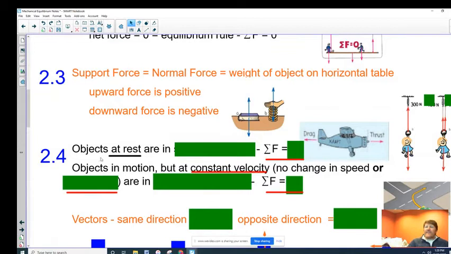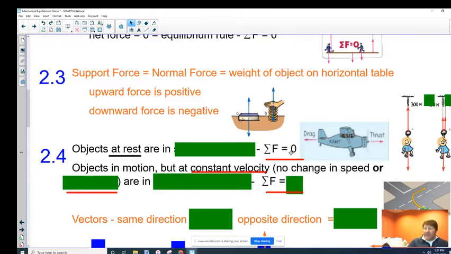So here is a critical section. You've got to get this down. You will see this in the rest of physics: objects at rest, you need to stop right then and say, "at rest." In physics, that has a very important meaning. At rest tells me right away that the sum of the forces acting on the object is 0.